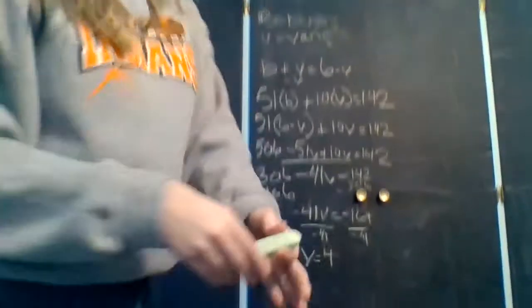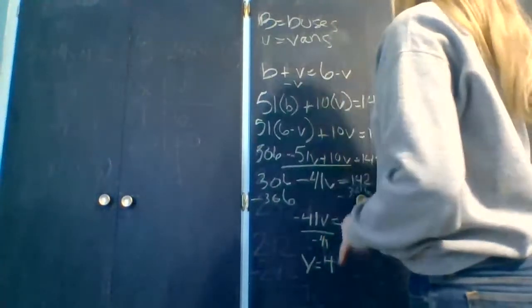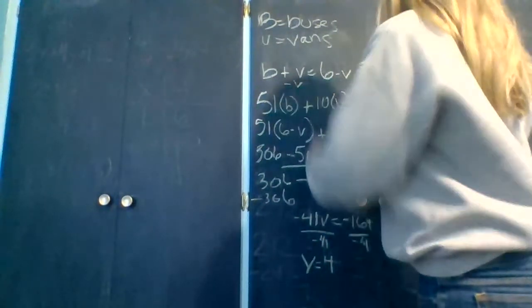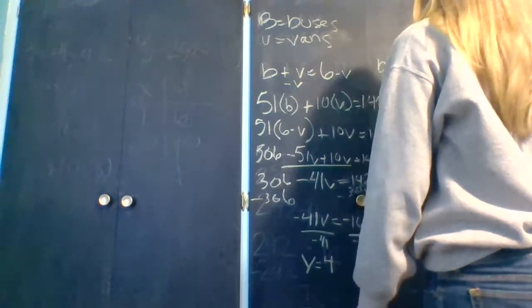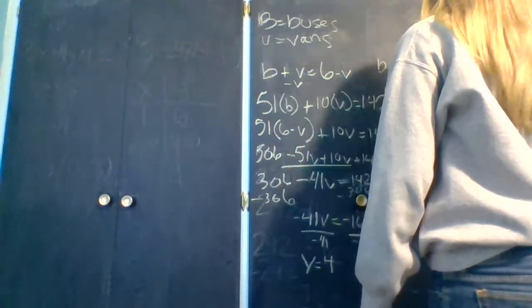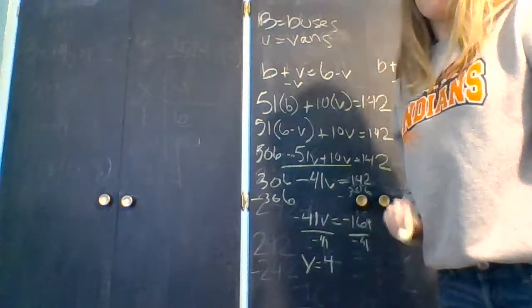Now, because I solved for V, I can plug it back into my original equation up here. So I have B plus what I solved for V, which is my 4, equals 6. So B equals 2. So we took 2 buses and 4 vans.